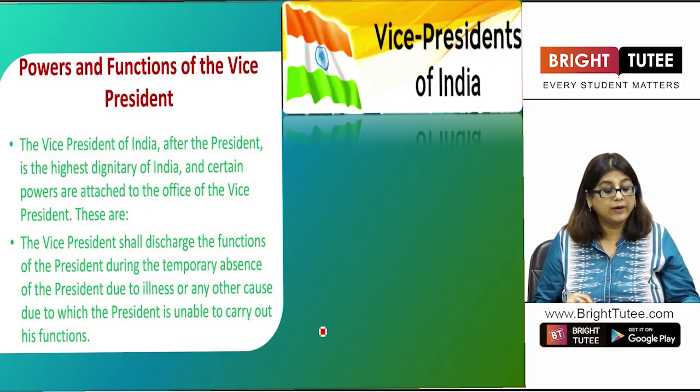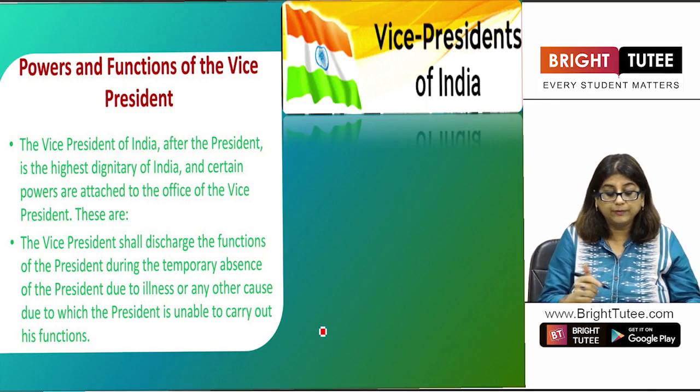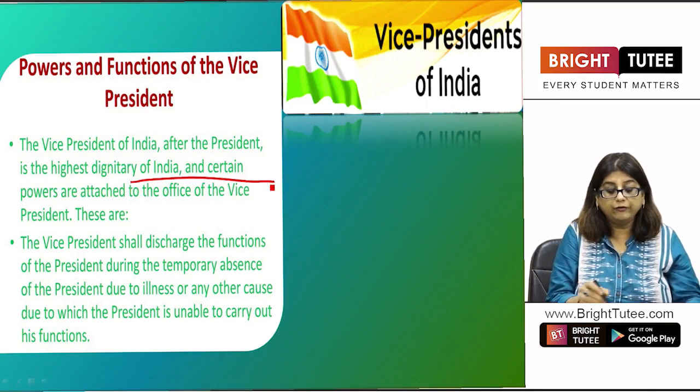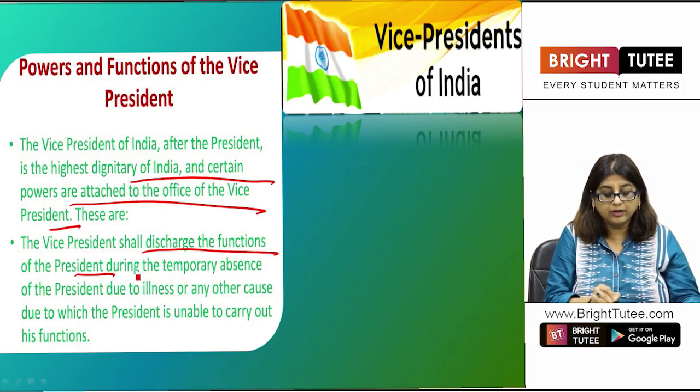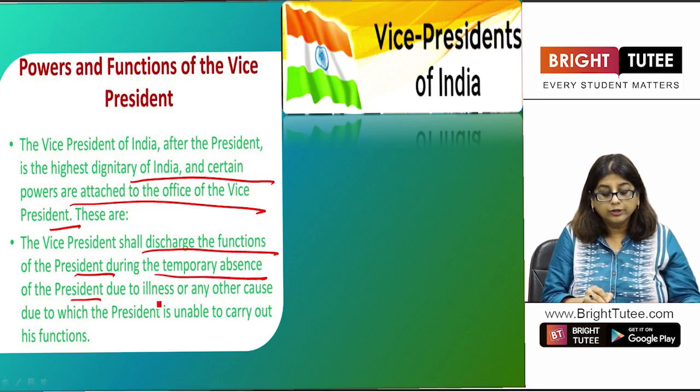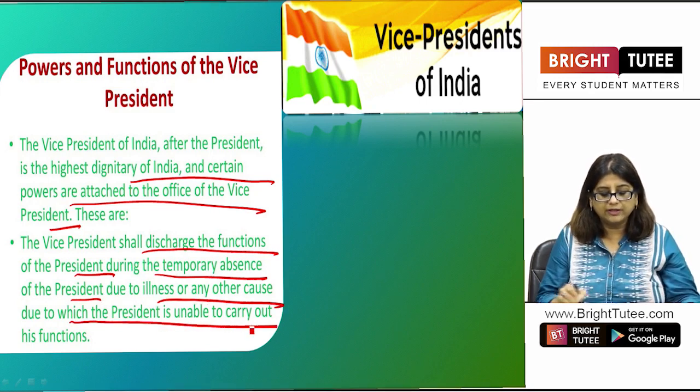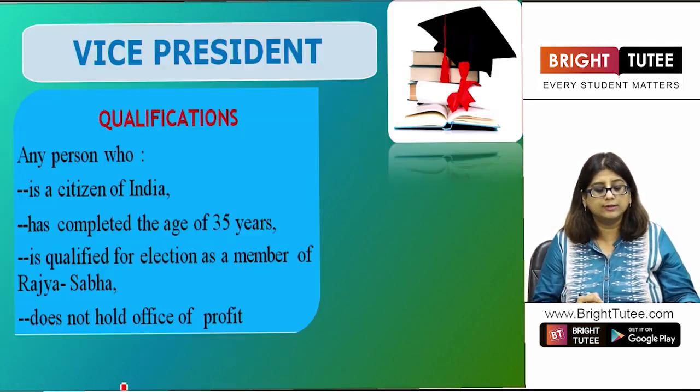Powers and functions of the vice president. The vice president of India after the president is the highest dignitary of India, and certain powers are attached to the office of the vice president. These are: the vice president shall discharge the functions of the president during the temporary absence of the president due to illness or any other cause due to which the president is unable to carry out his functions.